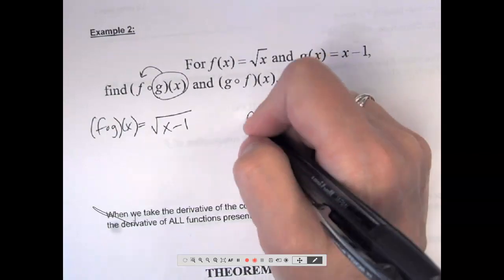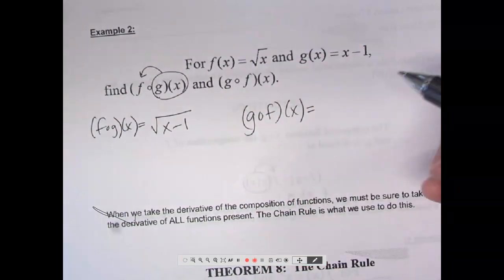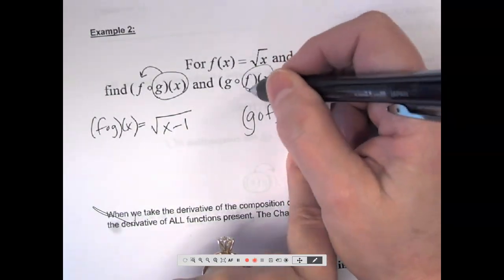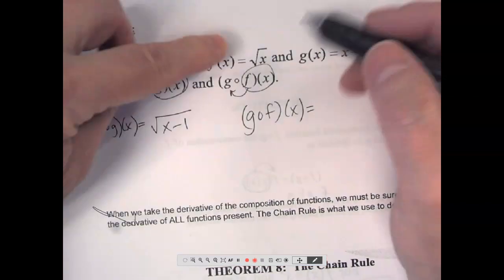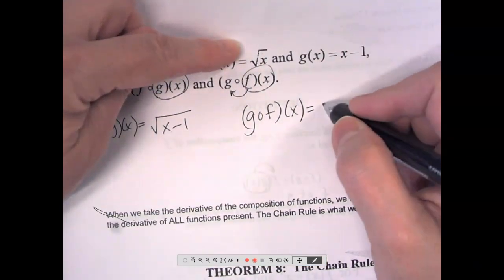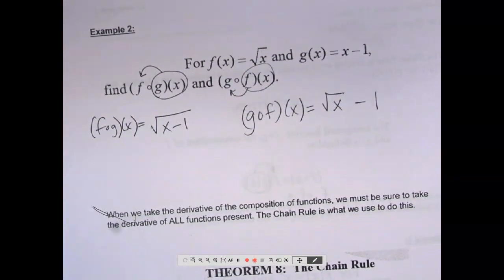Now, if I want g of f, then I'm taking f and plugging it into g. So this whole thing here gets subbed in here, and I have square root of x, then minus 1. Do you see the difference? Any questions?